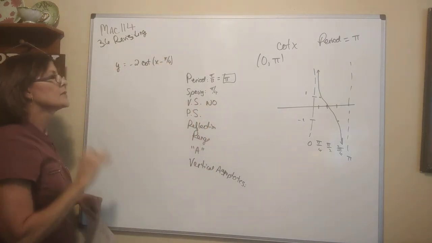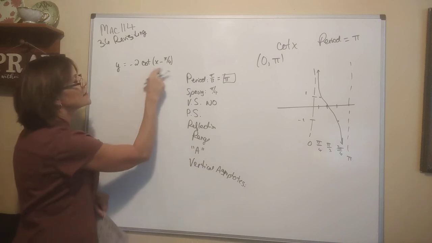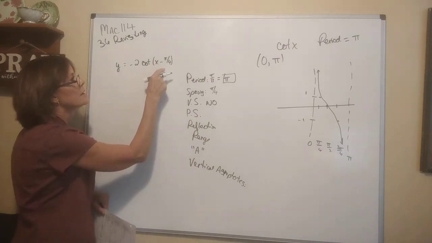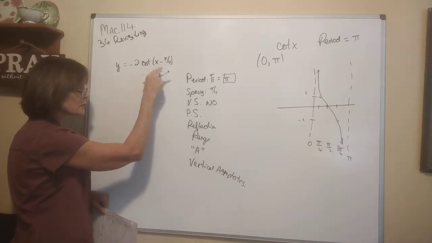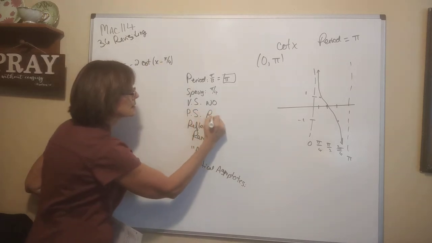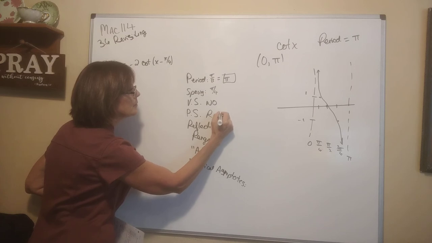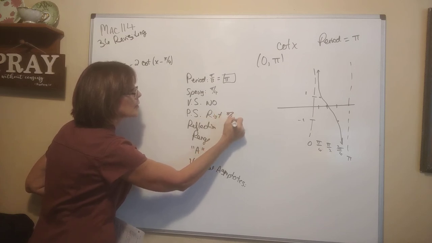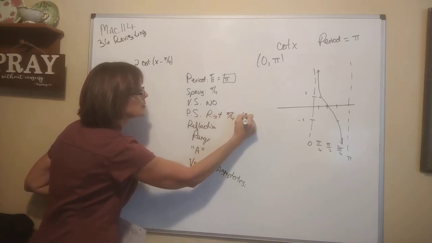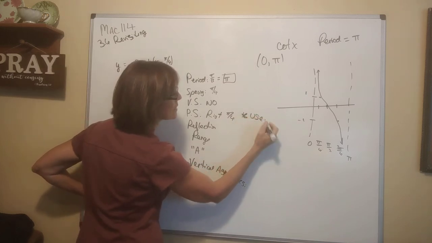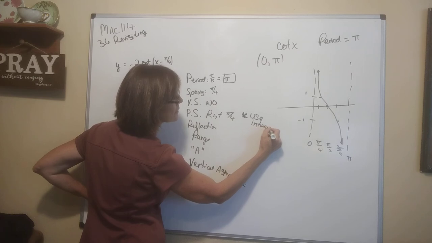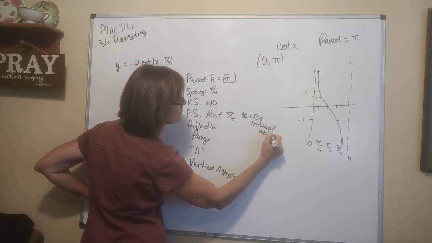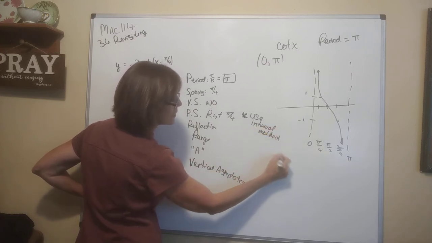Is there a phase shift? Yes, there is. I see this x minus pi over 4 here. So B is 1, so this is the phase shift. It's going to go to the right pi over 4. But here's the thing. I'm going to use the interval method because these can get a little messed up. So in a minute, we'll do that.